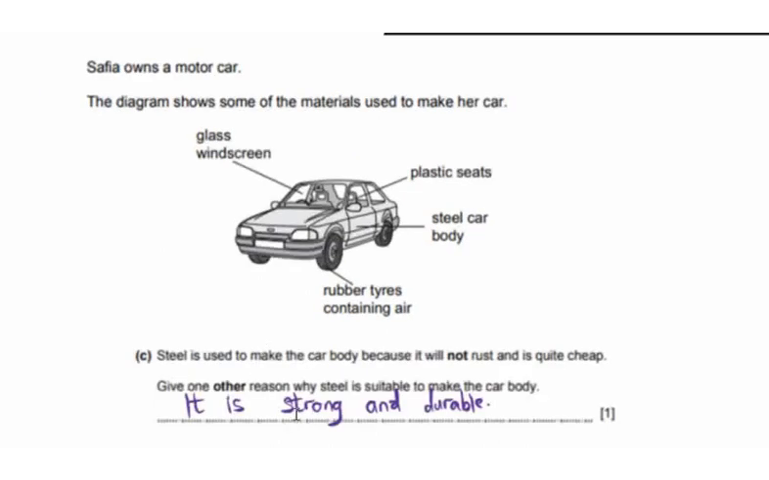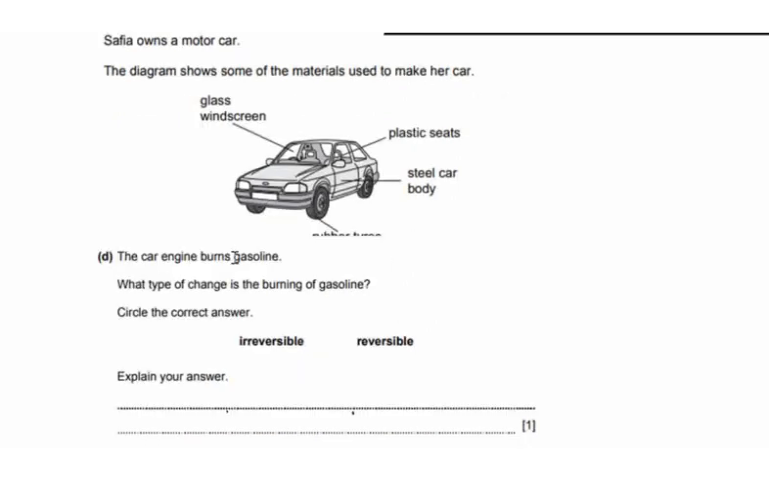Well, it is strong and durable. Let's go to the next question. Question D. The car engine burns gasoline. What type of change is the burning of gasoline? Circle the correct answer. Is it irreversible or reversible? Explain your answer 10 seconds from now.